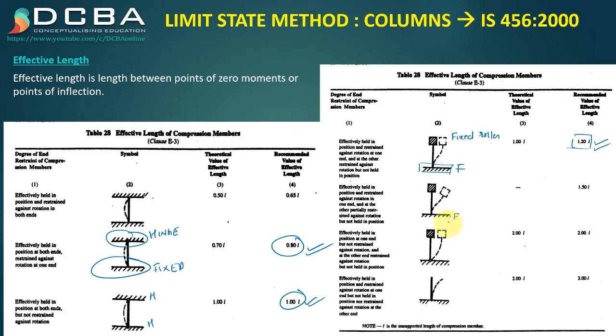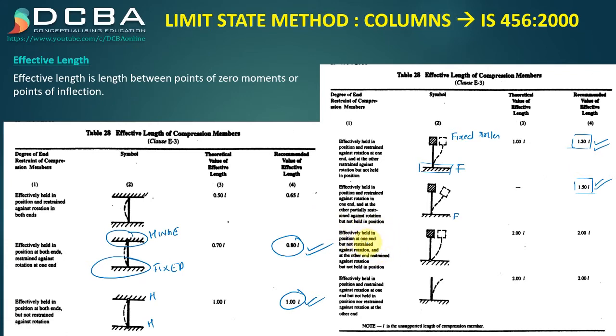So the bottom part is fixed, and the top part is a fixed roller with a rotational spring sort of thing. There is no theoretical value for this because it will depend on how much rotation is allowed. The recommended value is 1.5 times L. This is on the conservative side, considering all the safety.